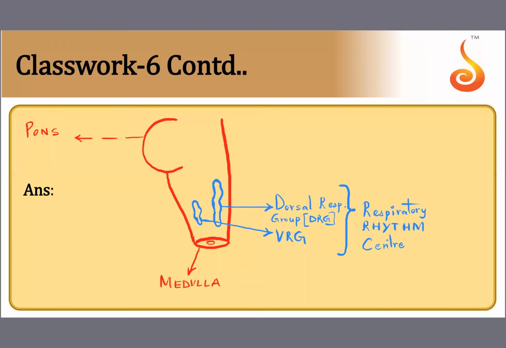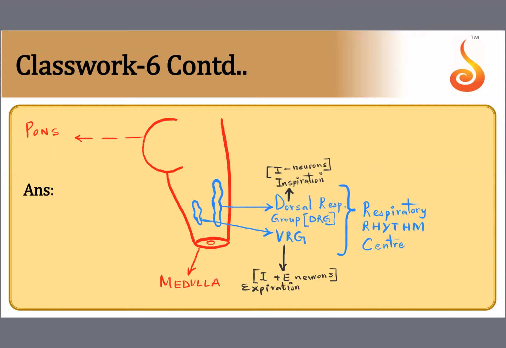And you know what? It is this dorsal group that is responsible mostly for inspiration. It has a lot of inspiratory neurons over there. So we call them I neurons. It has a lot of I neurons. Actually, VRG is a mixture of I and E neurons. But you know what? Mostly you will find expiratory neurons over here. So the VRG is mostly responsible for expiration.